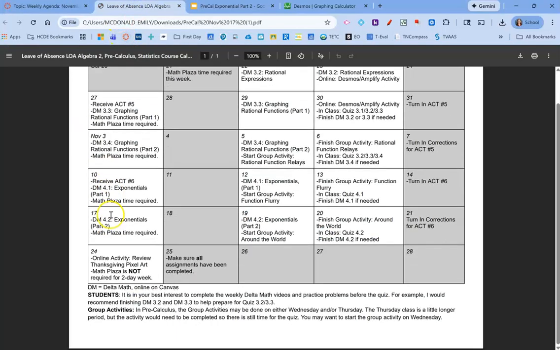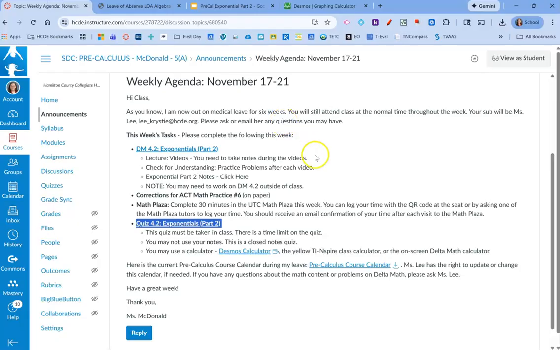If you look at the calendar, also on Wednesday, it'll be either Wednesday or Thursday, you might start an activity to kind of review and apply exponentials to kind of maybe review for the quiz or kind of just do a class activity related to exponentials. So that'll be on either Wednesday or Thursday, kind of depending on when it fits. But on Thursday will be the quiz, and make sure you get your corrections turned in. So let's take a moment to look at some notes and then also look at the Delta Math.